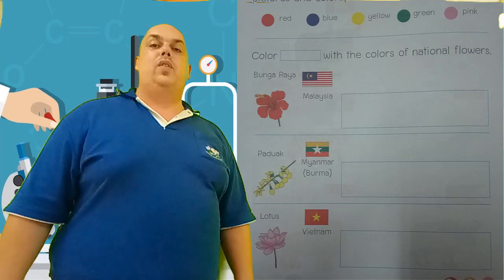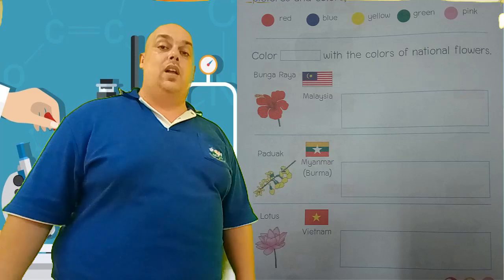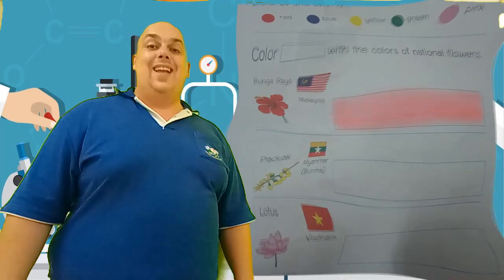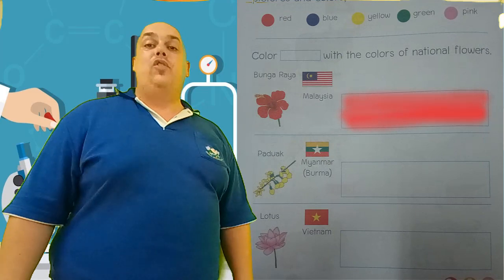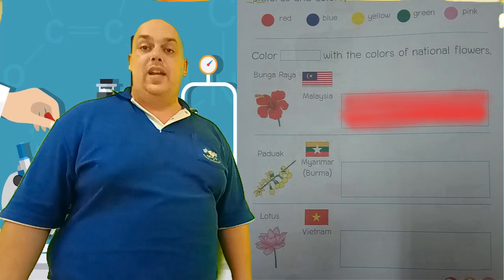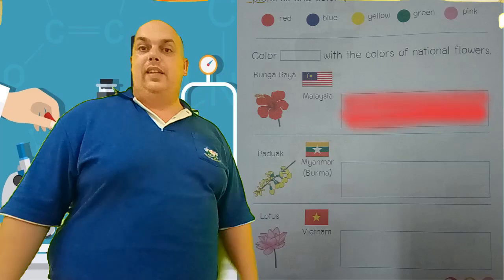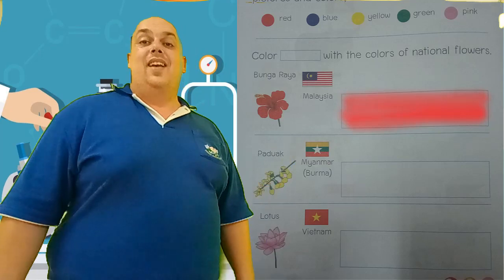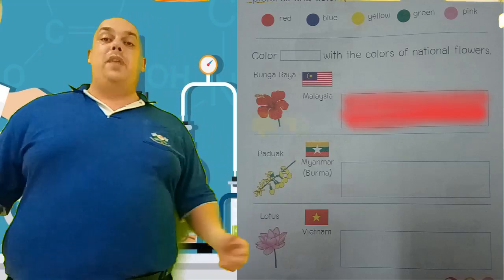Okay, so what we're going to do now is I want you to get out your red color pencil and I want you to color the box next to the red flower and I want you to color that whole box red. That's easy, right? Just like this.